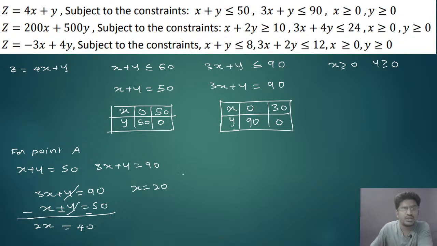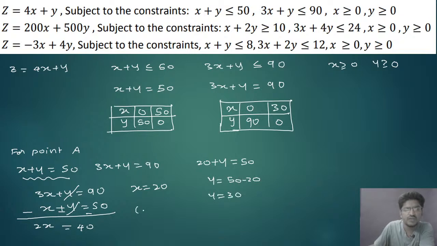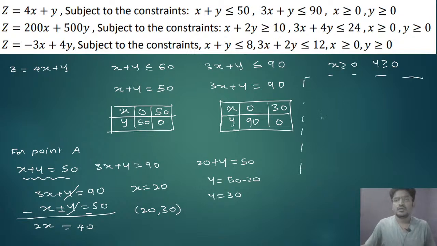So if x is 20, in the place of x, use 20. So therefore 20 plus y equal to 50. Y will be equal to 50 minus 20. Y is 30. So therefore 20 comma 30 is the point. So right here. Write the points and equation of z, that is 4x plus y.